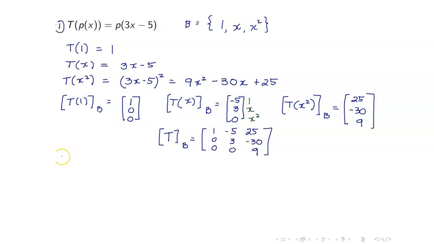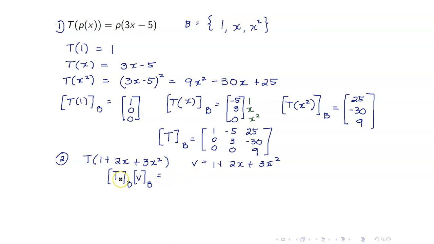That's 1. Next, let's have 2. Let us compute T of 1 plus 2x plus 3x squared. Let me first write this as v. We will use this formula, right? When you multiply the matrix representation of T to the coordinate vector of v, you will get the coordinate vector of T of v. From here, what is the coordinate vector of v? The coordinate vector of v is 1, 2, 3.